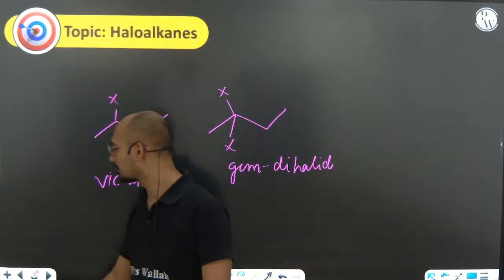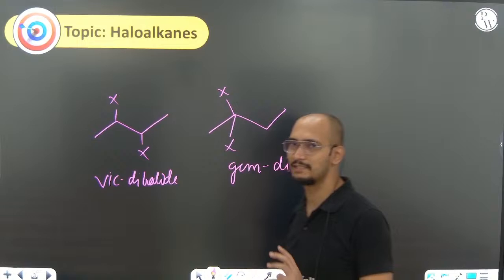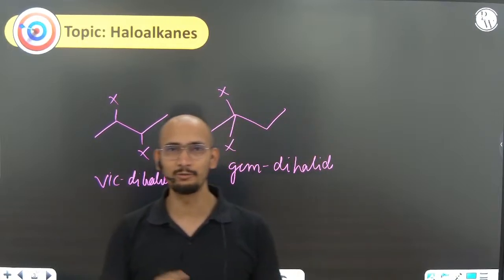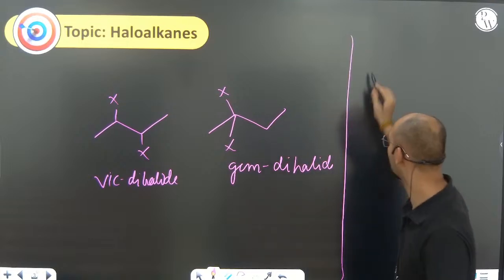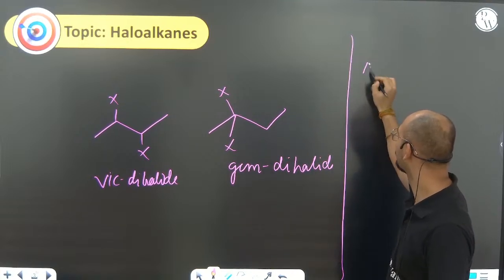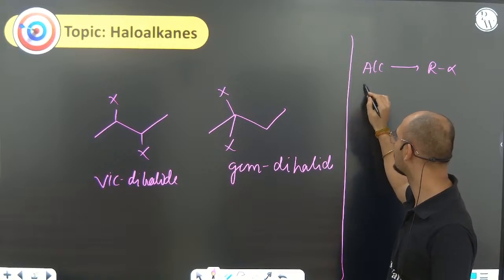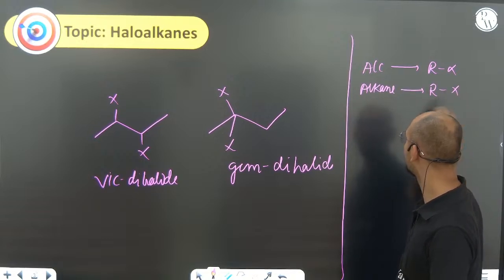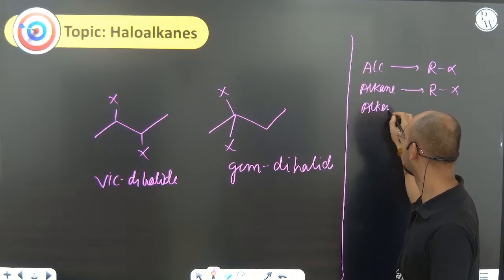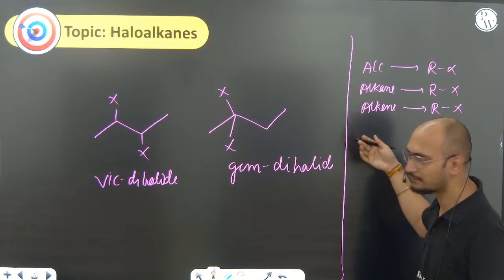Now, what are the methods of preparation? Basically, for the methods of preparation, you will see the reaction from alcohols to haloalkanes. What are the ways? We can go directly from alcohols to RX, or we can go from alkanes to haloalkanes, or from alkenes to haloalkanes. These are the possibilities that we can go with.